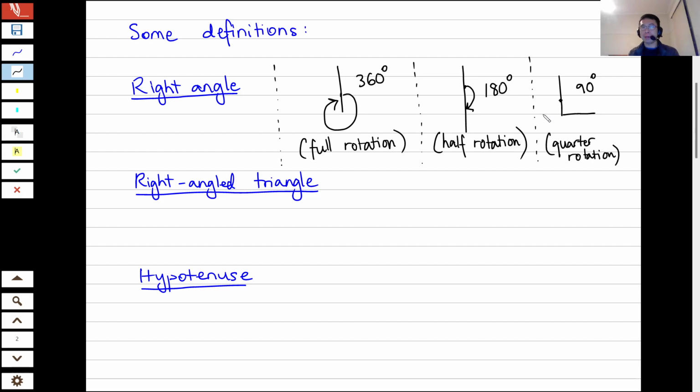If you have a table at home, it might have a square shape with edges that meet in straight lines, making like an L shape. That's a quarter rotation. That's 90 degrees. That is a right angle. So a right angle, by definition, is 90 degrees.